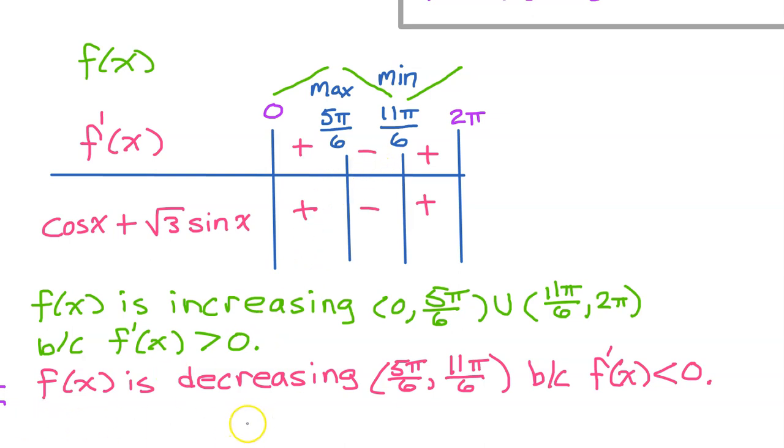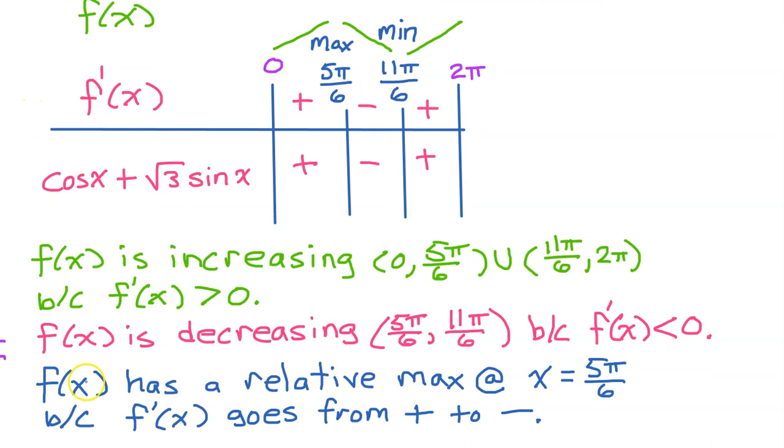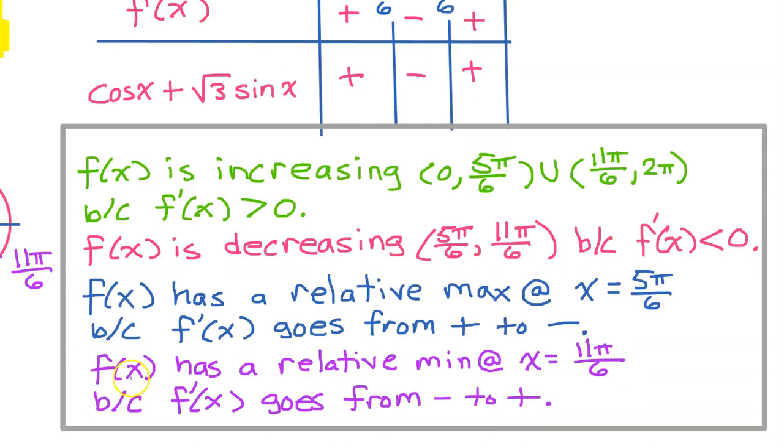So let's go ahead and write this up. You say f of x has a relative max at x equals 5 pi over 6 because f prime goes from positive to negative. Can you guess what we will say about a relative min? We'll say f of x has a relative min at x equals 11 pi over 6 because f prime goes from negative to positive.